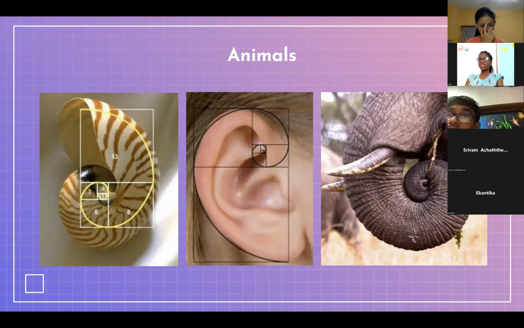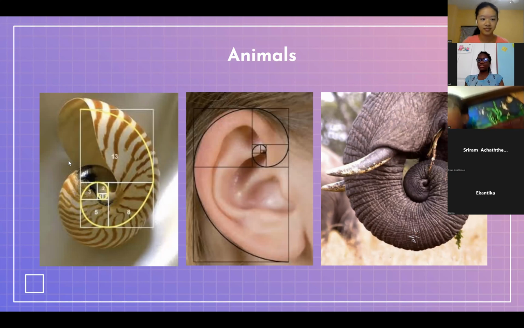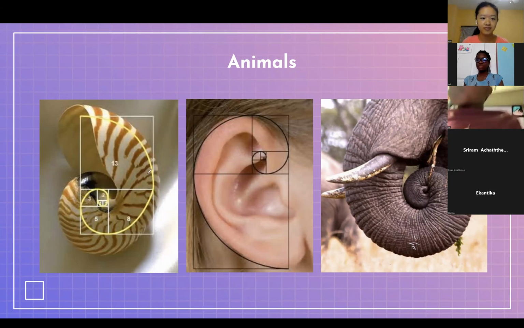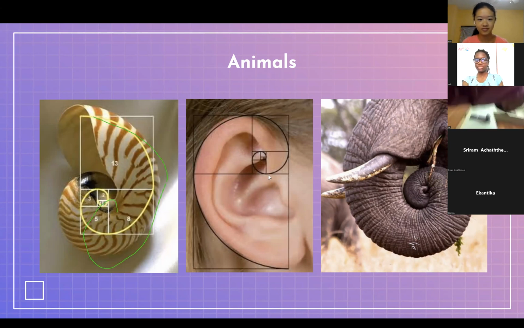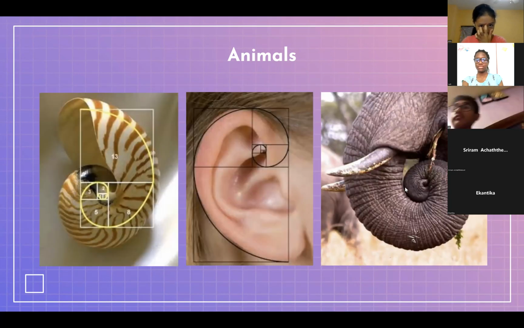So I heard a lot of people saying ears. That is a place where you can see the golden spiral, and also seashells, and it's not on here, but snail shells. Yes, elephants.